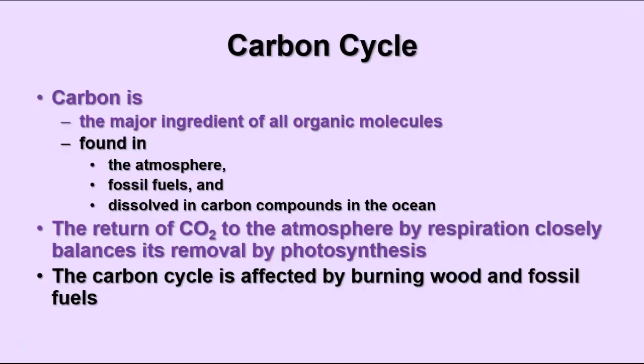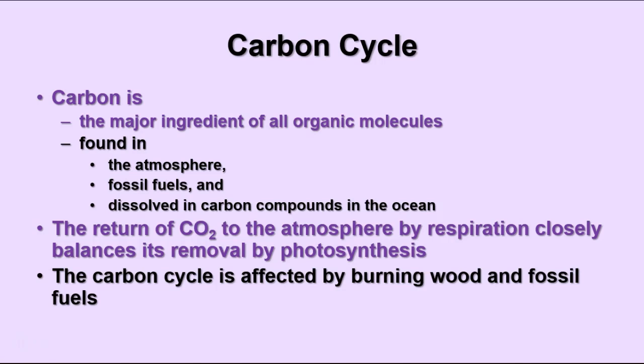Okay, one of the main ones we talk about with living things is the carbon cycle, because carbon is, after all, the major ingredient for all organic molecules, which is what living things are made of. And we find carbon in the atmosphere, we find it in fossil fuels like oil and gas, we find it in dissolved compounds in the ocean, lots of things like that. And returning that carbon dioxide to the atmosphere basically balances what's removed by plants for photosynthesis. And so it's really important that we look at how that carbon is cycled.